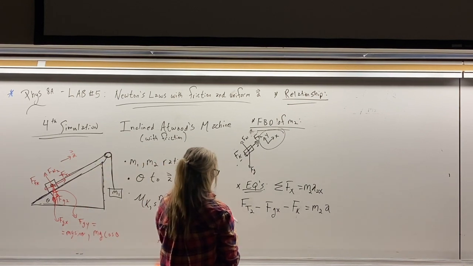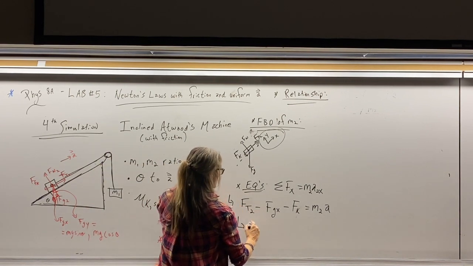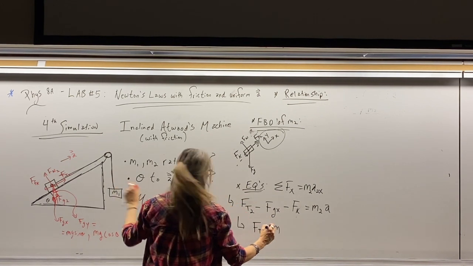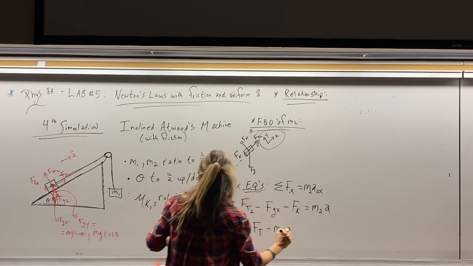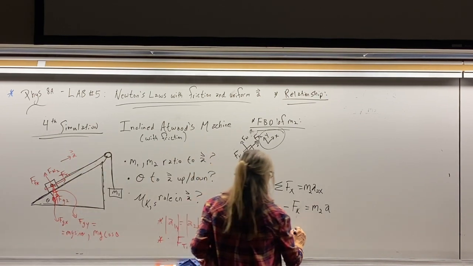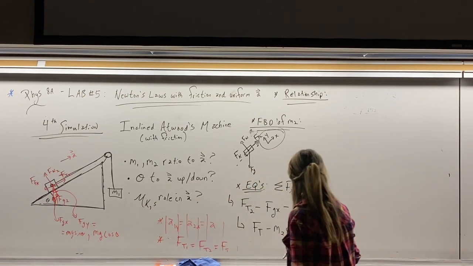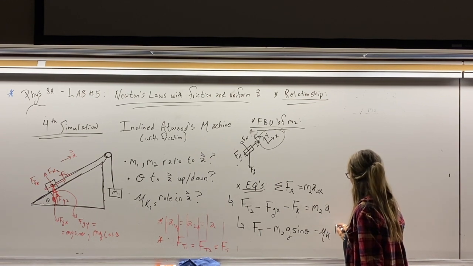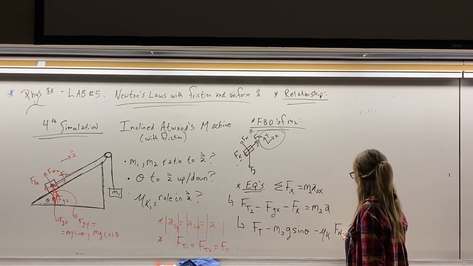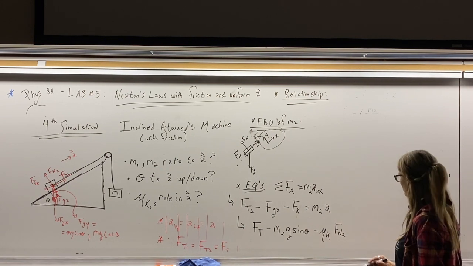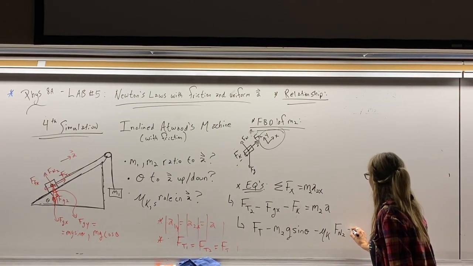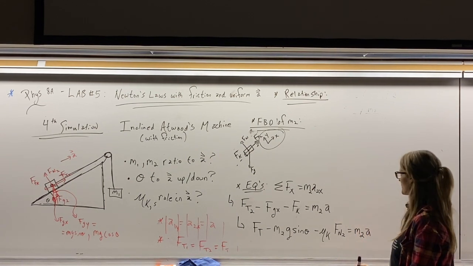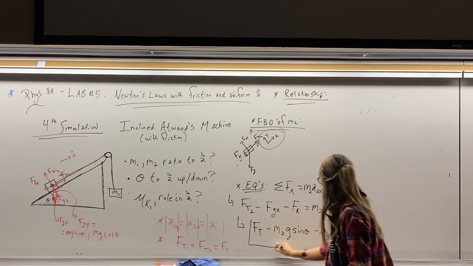So what I have here is my equation breaks down to Ft minus m2 g, and it's the x component, so it's sine theta, minus mu k times the normal force Fn of number 2. That's not going to be the same as number 1. That one we have to leave in, equals m2 times a. You got one huge equation here.